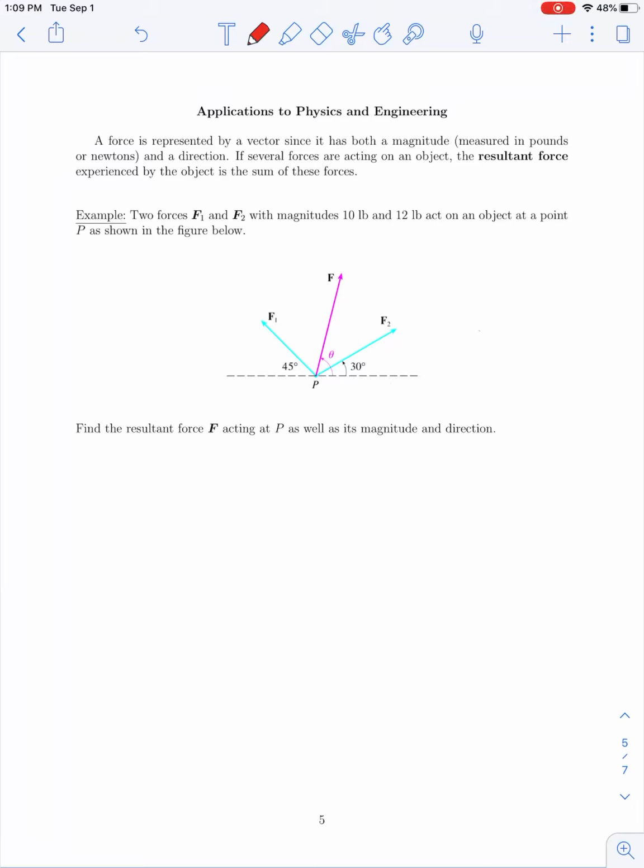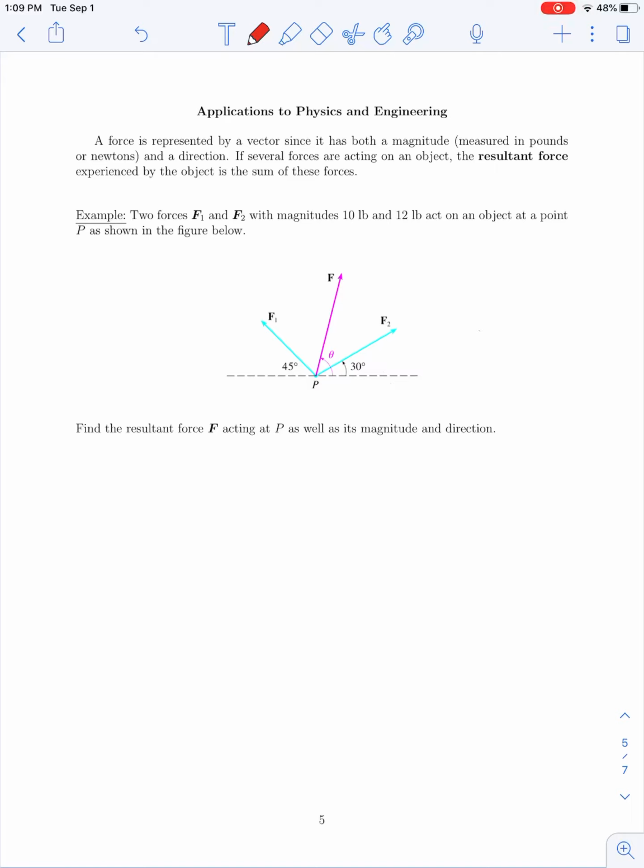Okay, in this lecture we're going to finish our section 2.1 material on vectors in the plane. So in this lecture we're going to talk about some applications of vectors to physics and engineering. And we'll start by considering applications which involve finding a net force or a resultant force acting on an object.